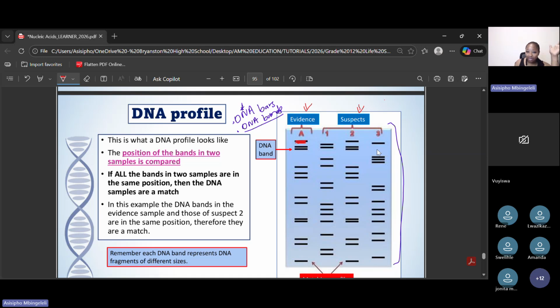Now, in order for the possible suspect to be the one where we say you committed a crime or whatever, the DNA profile needs to 100% match. We do not speak, yes?